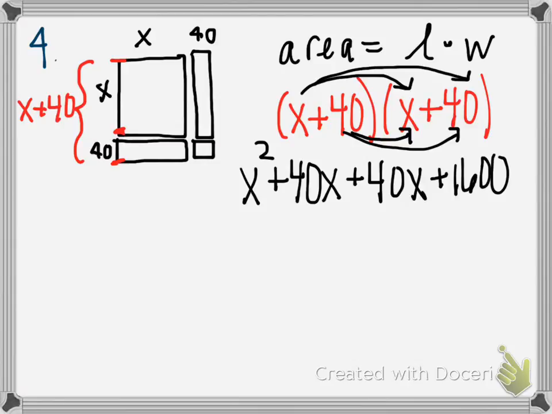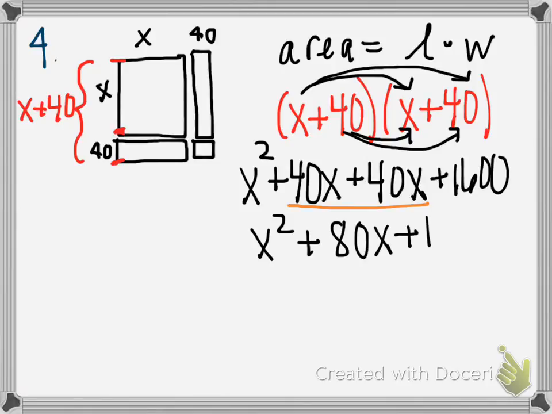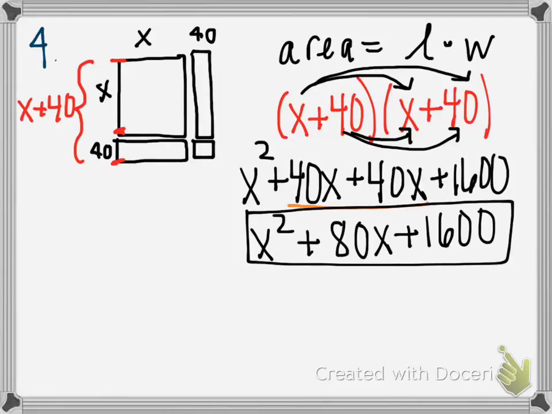So from here, I look at the two middle terms here, and I notice that I can combine these. Since they're both positive, we're just adding 40 plus 40, which would be 80x. So my final polynomial is x squared plus 80x plus 1600. So that's the area written in expanded form.